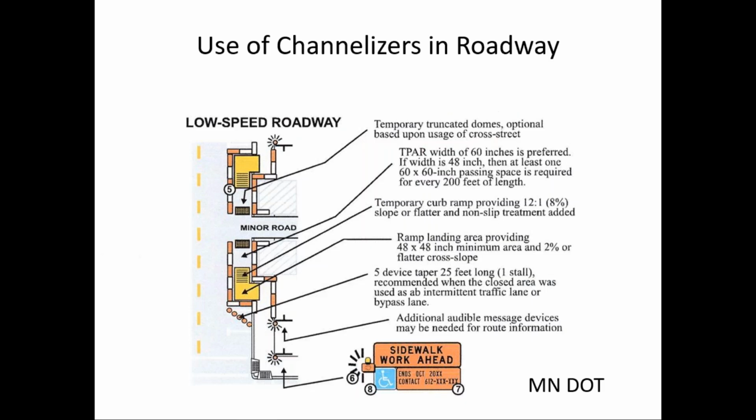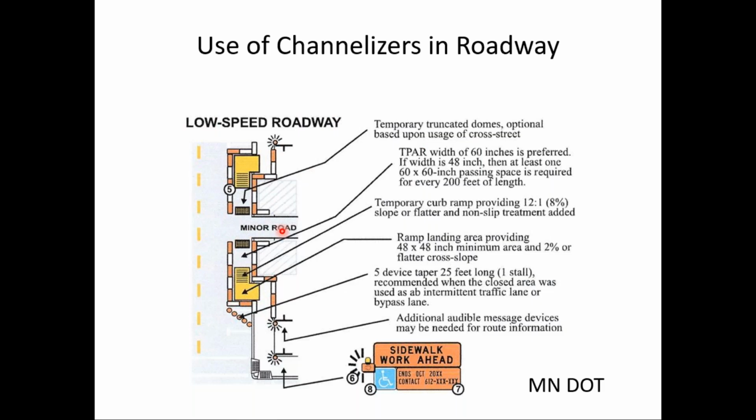So this drawing comes from the Minnesota DOT's temporary traffic control manual. And notice it's for a low speed roadway, kind of like we had in that previous one from the MUTCD, like a downtown street. And notice they're showing the sidewalk is closed. And so we're detouring pedestrians to the street. So we need a ramp.